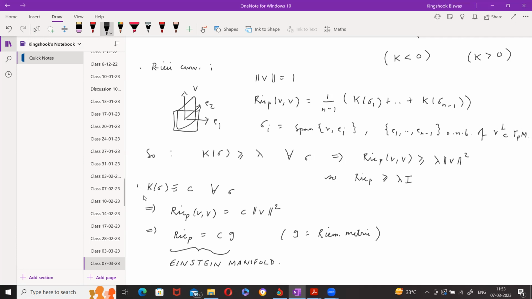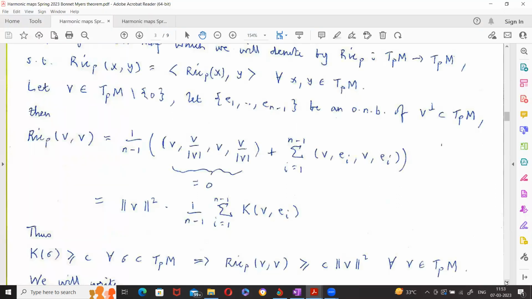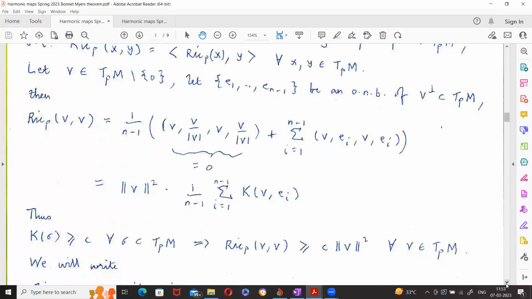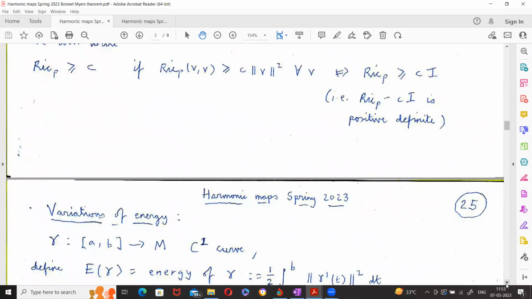Okay. All right, so that's a little bit about Ricci curvature. This will be important for us later, this Ricci curvature. Okay, so now I want to come to energy.